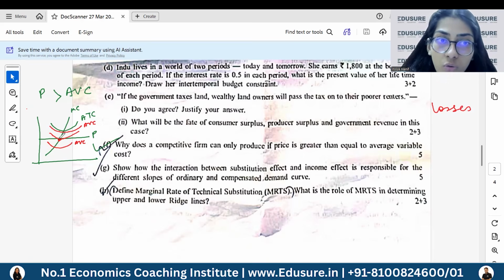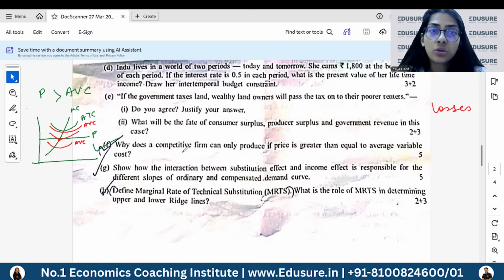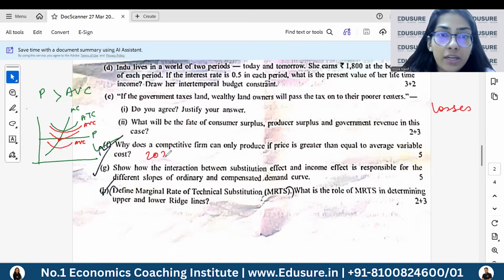Okay, and the moment AVC curve जब ऊपर चला जाता है, it means कि अब losses कुछ ज्यादा हो रही है, मेरा जो revenue है, that is not even covering my variable costs. Okay, तो अब सिर्फ फिक्स कॉस्ट हो रही है, तो मुझे शट डाउन करके बंद कर देना है ताकि मेरा और कॉस्ट ना हो. Okay, so a competitive firm can only produce if price is greater than or equal to the average variable cost. Okay, and ये भी एक repeated question है. This question had come in 2023.